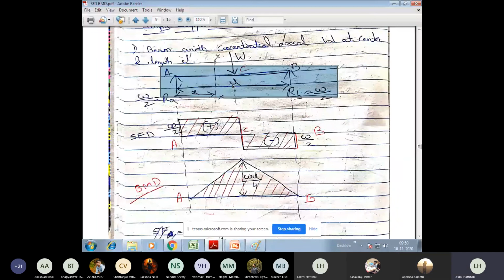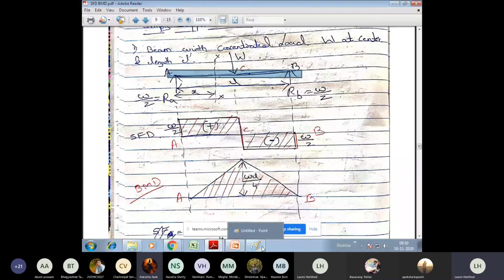The entire length of the beam is L. And x, in the second case, starts from point A. So from point A, what is the distance up to B? From A to B, it is L, is it not? So at point B, the distance x is L. Have you understood this? Yes, ma'am.